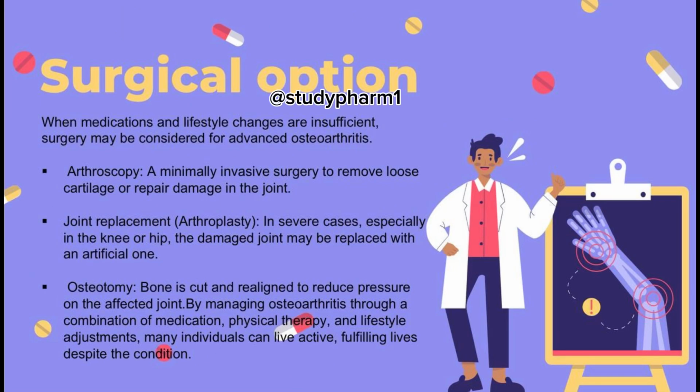Surgical options. When medications and lifestyle changes are insufficient, surgery may be considered for advanced osteoarthritis. Arthroscopy, a minimally invasive surgery to remove loose cartilage or repair damage in the joint. Joint replacement, arthroplasty, in severe cases, especially in the knee or hip. The damaged joint may be replaced with an artificial one. Osteotomy. Bone is cut and realigned to reduce pressure on the affected joint.